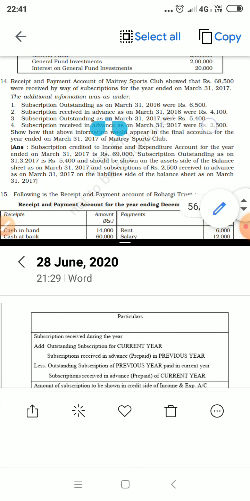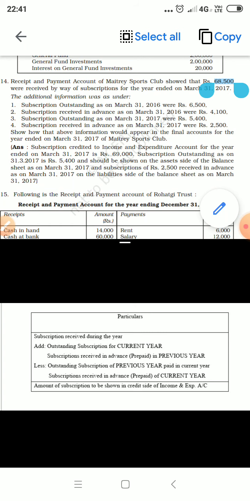So we are talking about question 14 here. What is the formula? Subscription received during the year 68,500 will appear here. Okay. With that we have to add current year's outstanding. What is current year's outstanding? Subscription outstanding 5,400 we have to add. Then we have to add previous year's prepaid. What is previous year's prepaid? That is advance. Previous year's prepaid is 4,100. So 4,100 we have to add. Then minus previous year's outstanding. Previous year's outstanding 6,500 minus, and current year's prepaid minus.